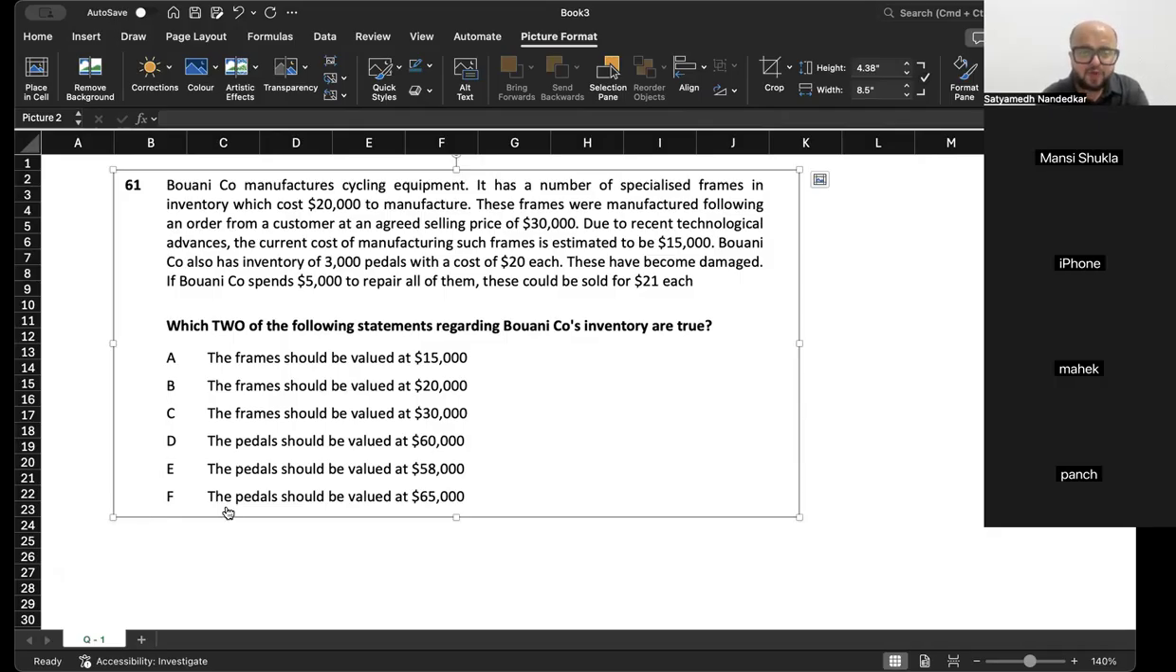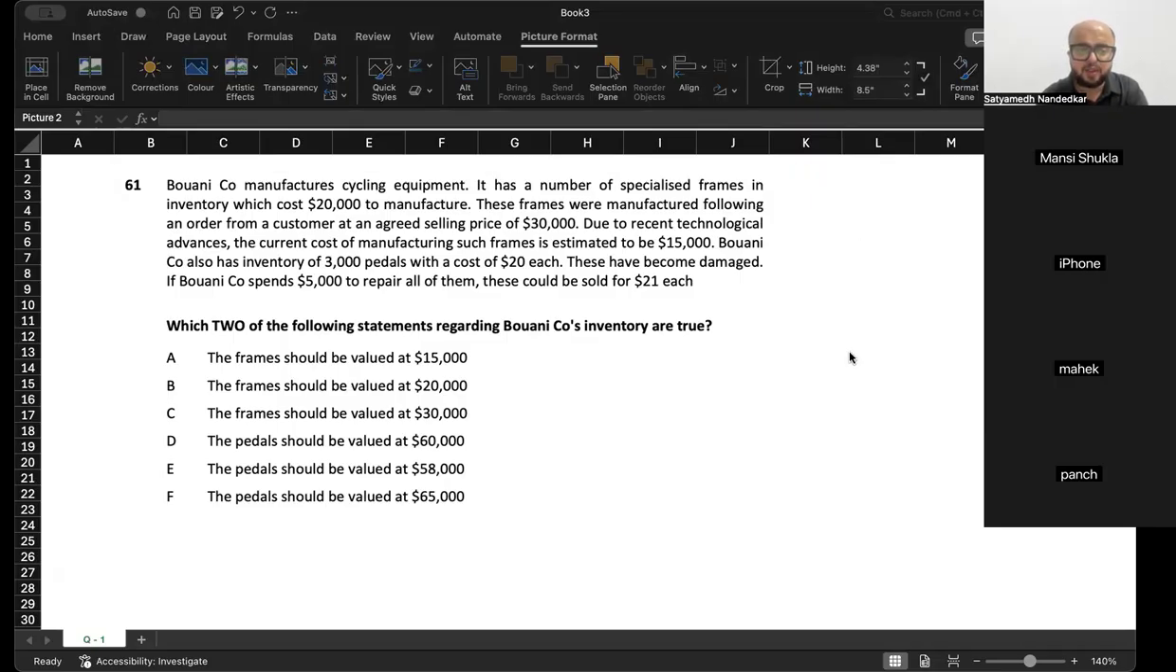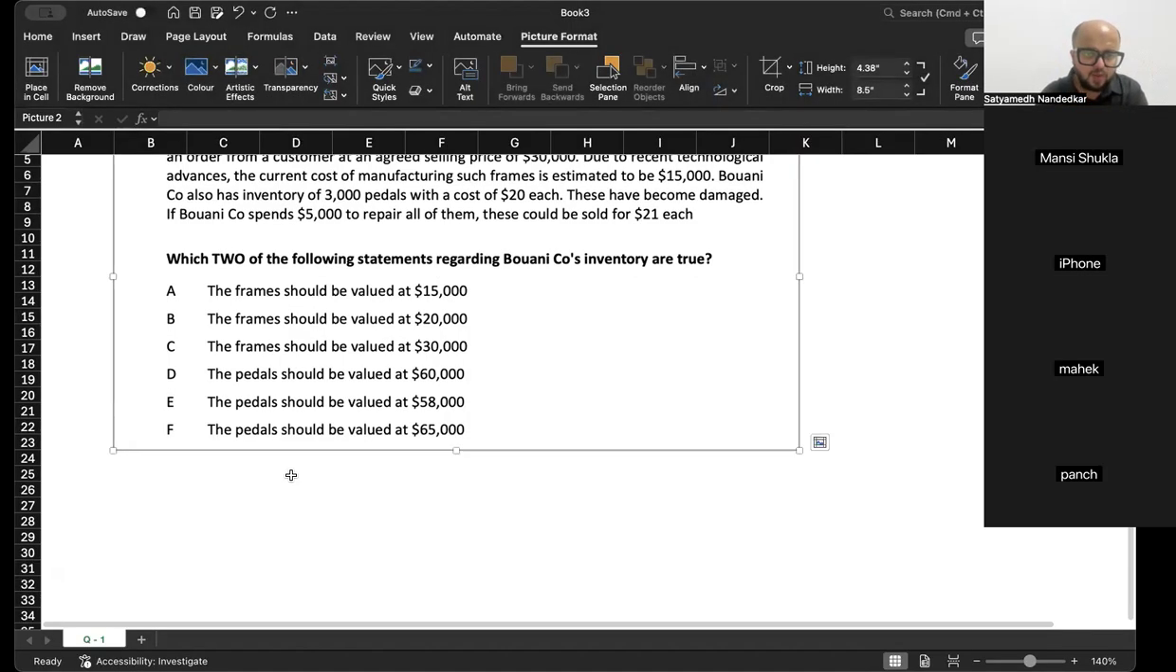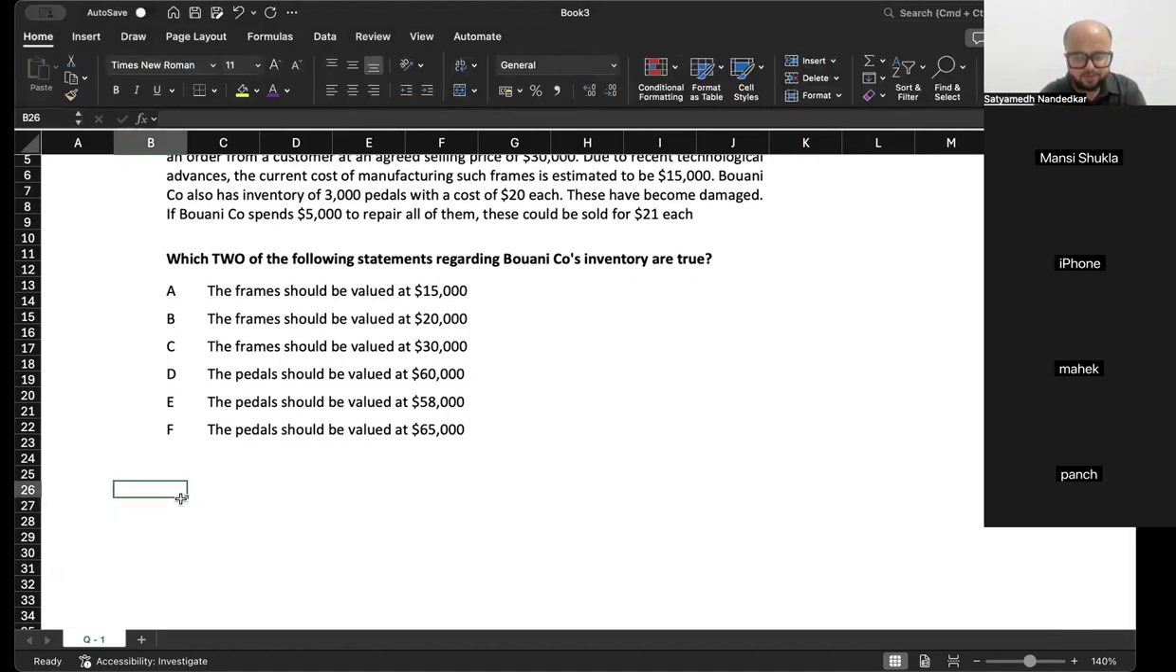each. Now, first thing is that there are two items in inventory. There are frames and then there are pedals. You have to calculate the total inventory value. Okay. So let's go item by item. Inventory should be measured at lower of cost or net realizable value. Okay. So let's talk about frames first.